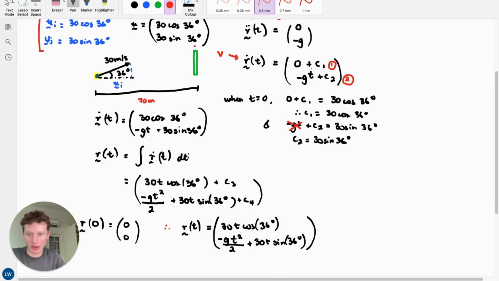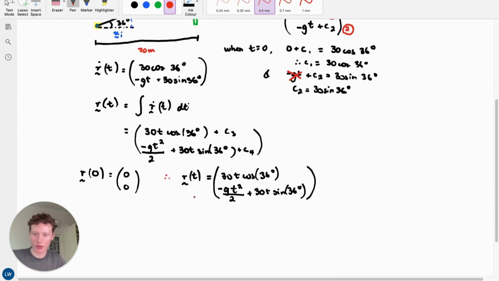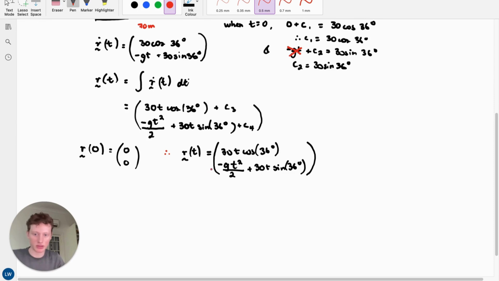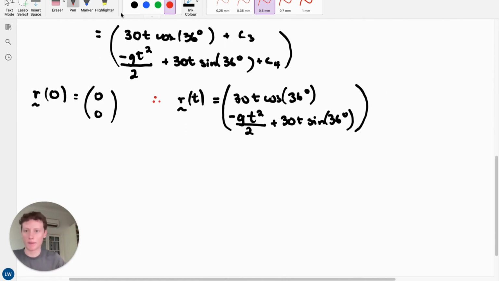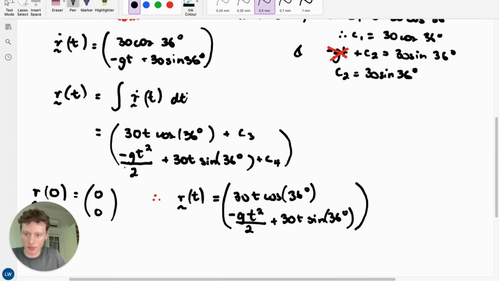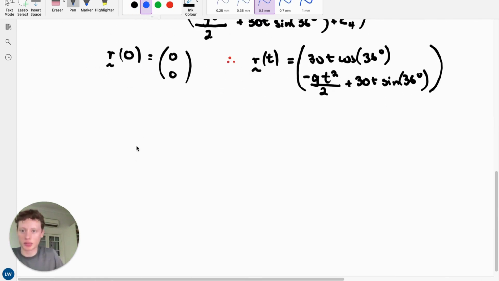We don't know quite yet where it is, it might be here, it might be here, it might be here. But we want to figure out how long it takes to travel there. Once we know the time, we can substitute that back into our j component and figure out what the height is. So we know that the position at some time that we're trying to figure out is 70 meters.